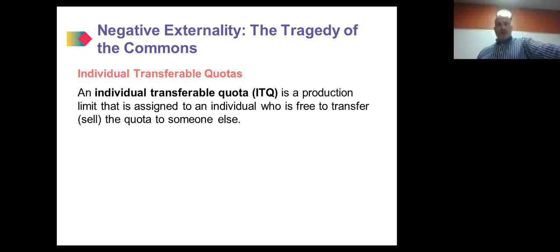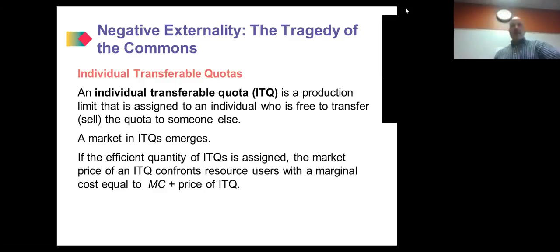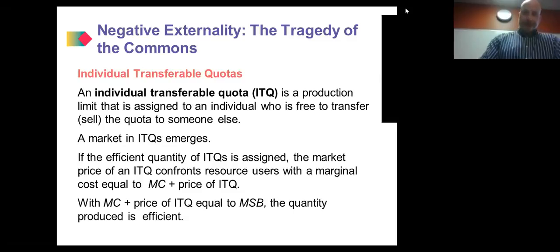Individual transferable quotas. We said it is a production limit that is assigned to an individual who is free to transfer the quota to someone else. And when they're free to transfer that quota, a market is going to emerge and the efficient quantity of ITQs is assigned. The market price of an ITQ confronts resource users with a marginal cost equal to marginal cost plus the price of the ITQ. So marginal cost plus the price of an ITQ is equal to the marginal social benefit.